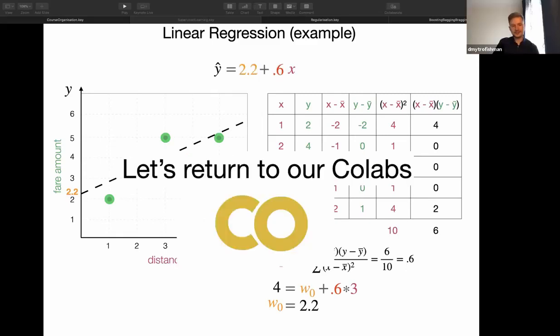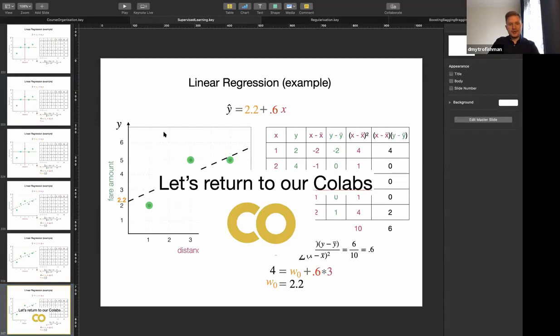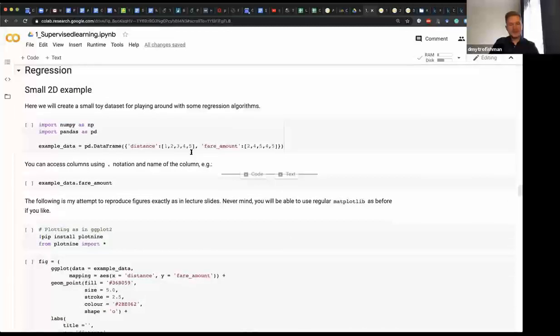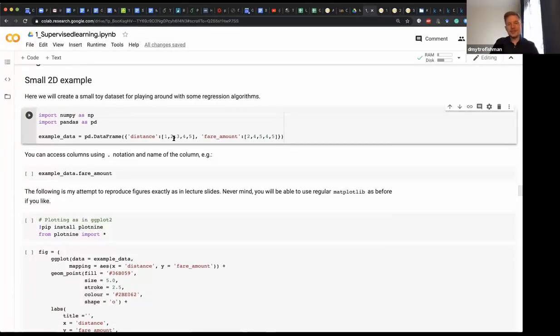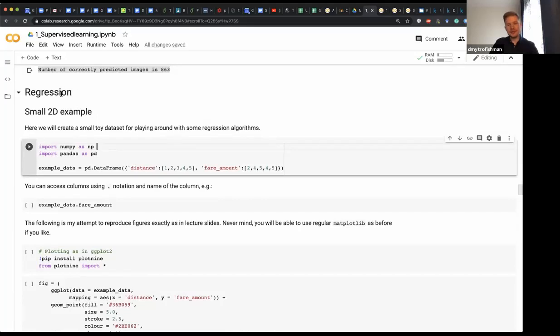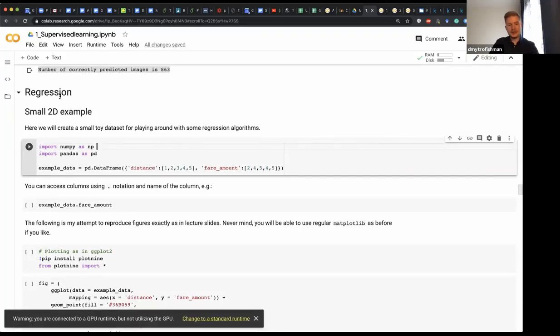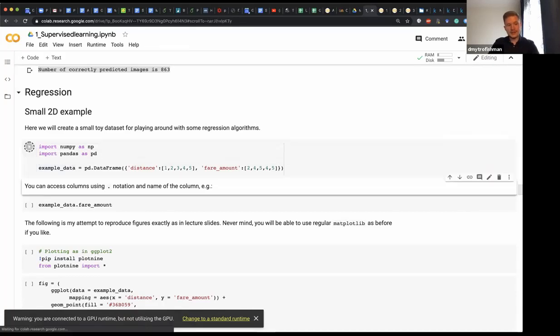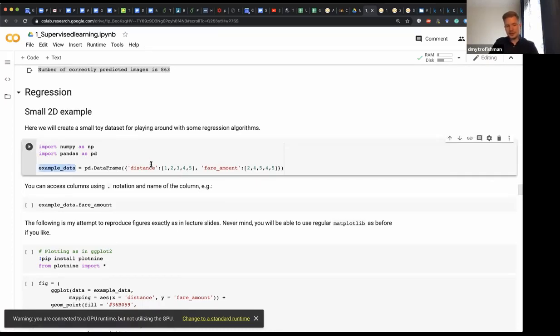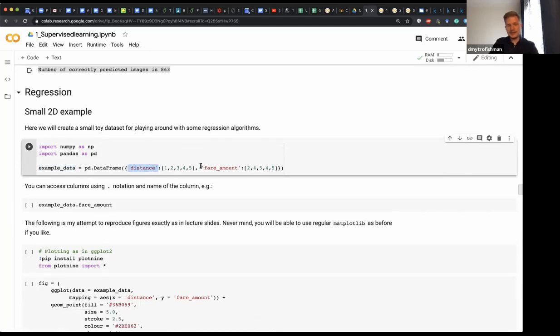Yeah, exactly. Let's return to Colab. Let me share my Colab. Here I make a 2D example, so we start with the regression. If, for example, in Kenneth's case, you drop the connection or your runtime has been interrupted, that's fine, because we can just run this line here. In my case, it's cell 73. You can run it, and that creates a pandas data frame, which has two columns. One is called distance, and the other one is called fair amount.